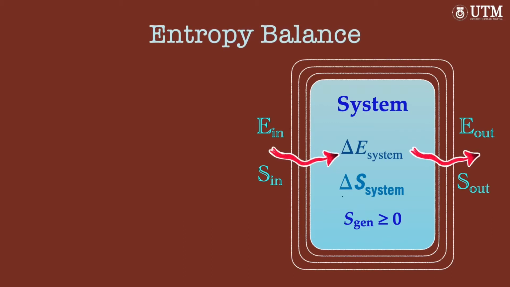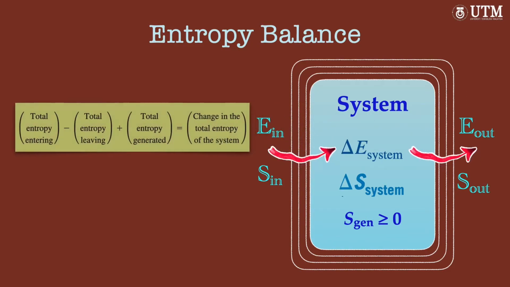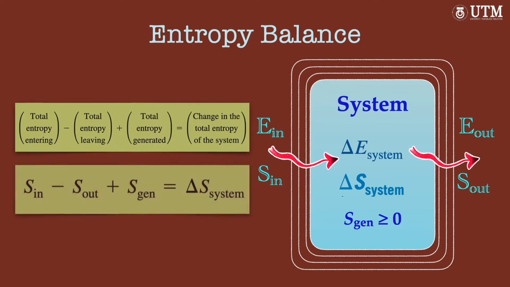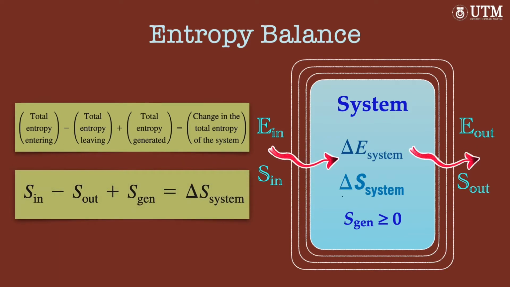The second law of thermodynamics states that entropy can be created, but it cannot be destroyed. The entropy balance is defined as the entropy change of a system during a process equals the net entropy transferred through the system boundary and the entropy generated within the system, and it is shown as the given expression.